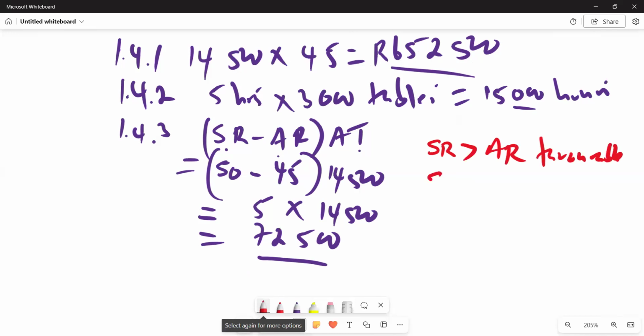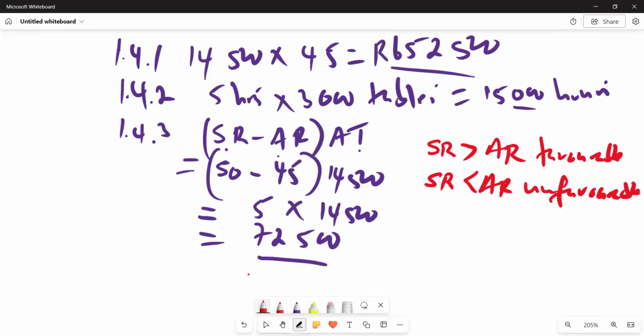And if our standard rate becomes smaller than our actual rate, it's then unfavorable. Or you can use the hint that if you get a positive in the brackets, it means it's going to be favorable. So basically, we are saying a positive answer in the brackets represents a favorable. So this is exactly what we have. So here you are just going to give an indication that 72,500 is the variance, then you write favorable.